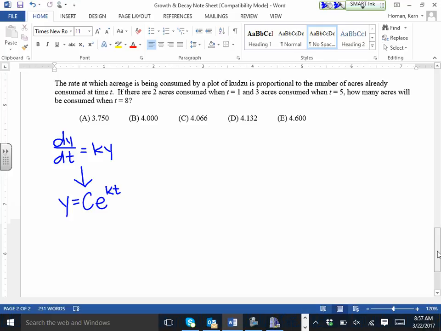All right. If there are 2 acres consumed when time is 1 and 3 acres consumed when time is 5, how many acres will be consumed when t equals 8? All right. Did they give us the initial amounts? Darn it.